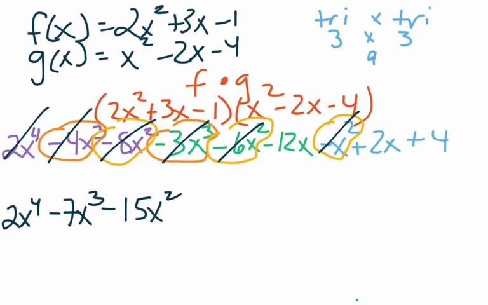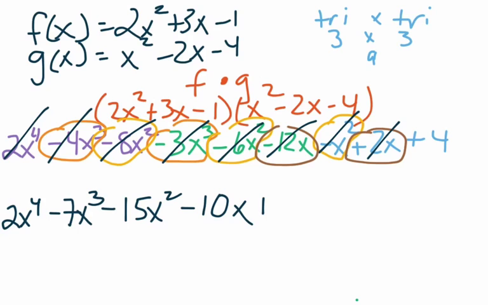Then we have our linear terms, or our x terms. We have negative 12x plus 2x, which is negative 10x. Cross those off. And then we have the constant plus 4. And if you've done everything right, you should cross everything off.